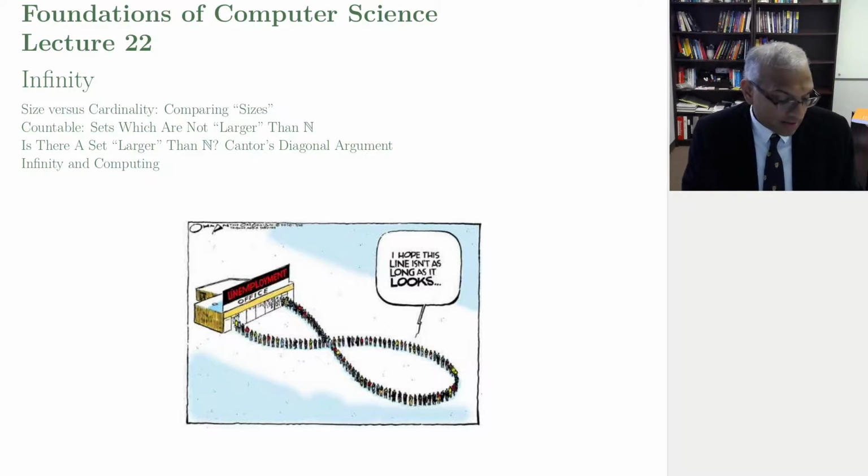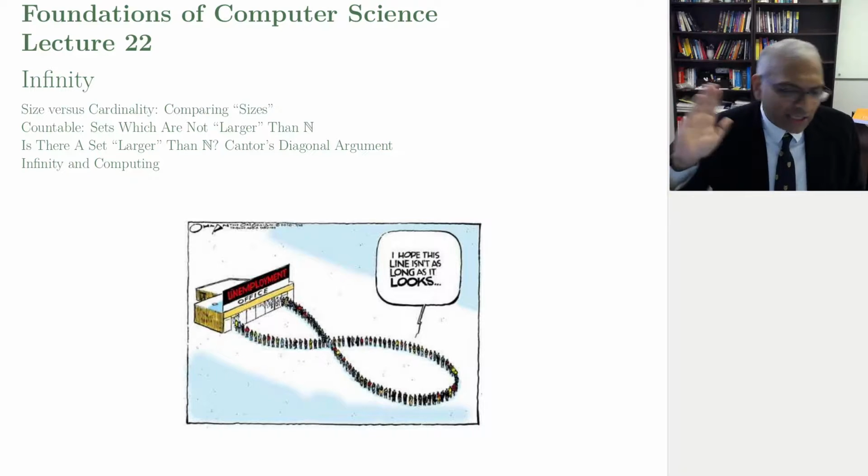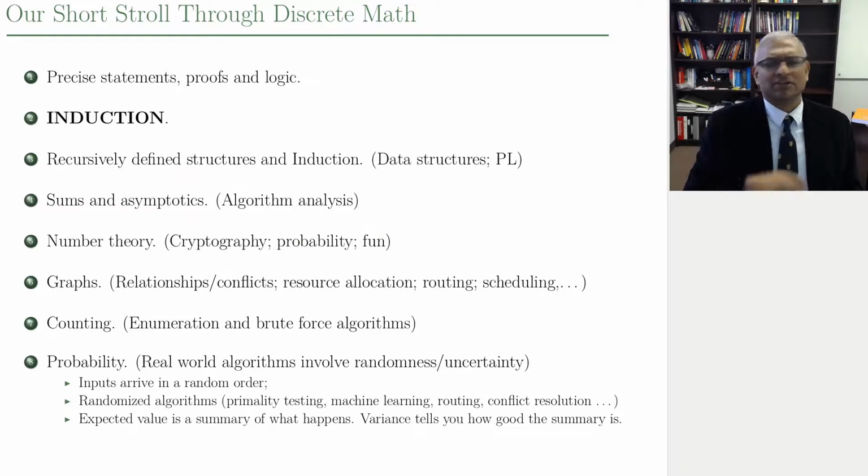We are going to begin our study of Turing's theory, our study of the digital computer, our study of what is computing. Before we get going, let me just give you a quick summary of the last 20 or so lectures. We studied discrete math, and it was really a short stroll through discrete math. We talked about precise statements and proof.